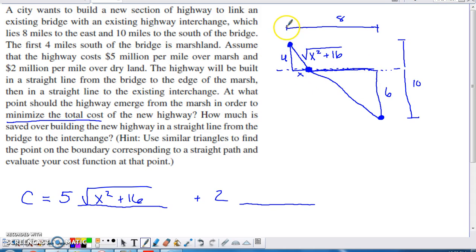We know it's a full 8 miles to get from the bridge horizontally over to the interchange. If we are saying that this is x miles of that full 8, we can say that the remaining distance is the full 8 minus the x that we've already traveled horizontally across the edge of the marsh there. If we use the Pythagorean theorem again, this squared plus this squared has got to equal the hypotenuse squared, taking the square root of 6 squared plus the other leg squared is going to give us the length of the highway that's going to be built on the dry land. So the distance that we're building on the dry land is going to be given by that root, so we'll just toss that here.